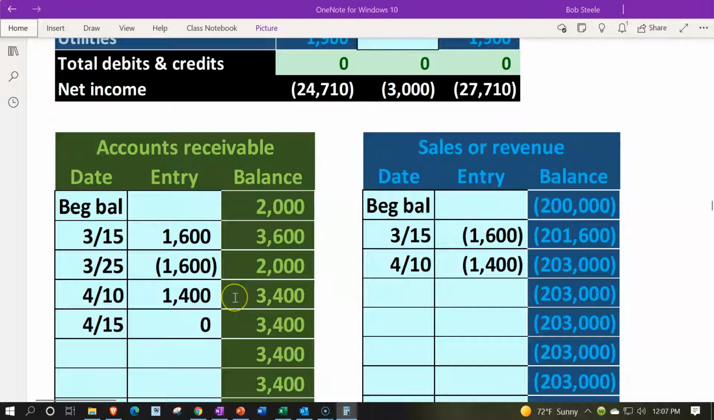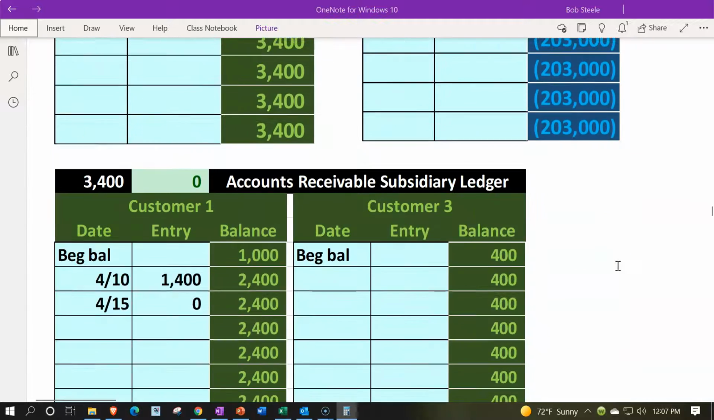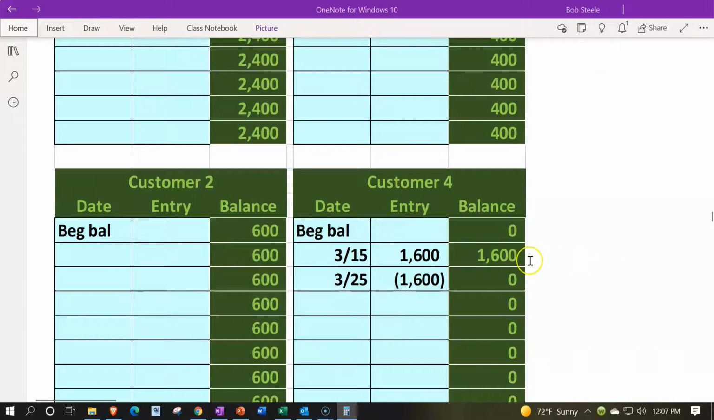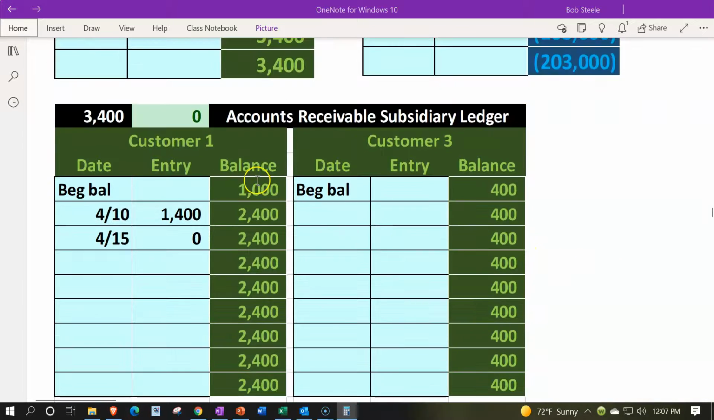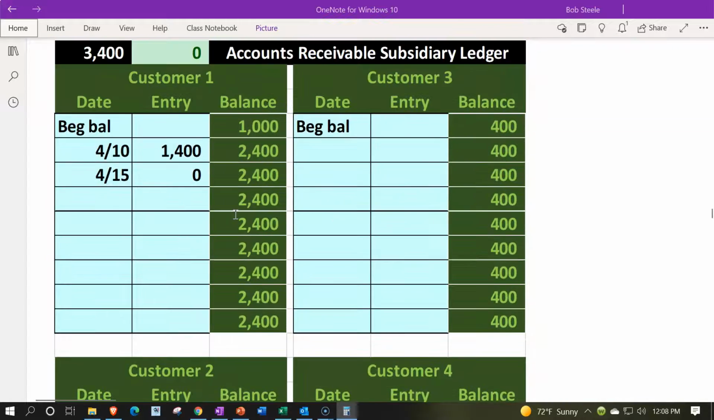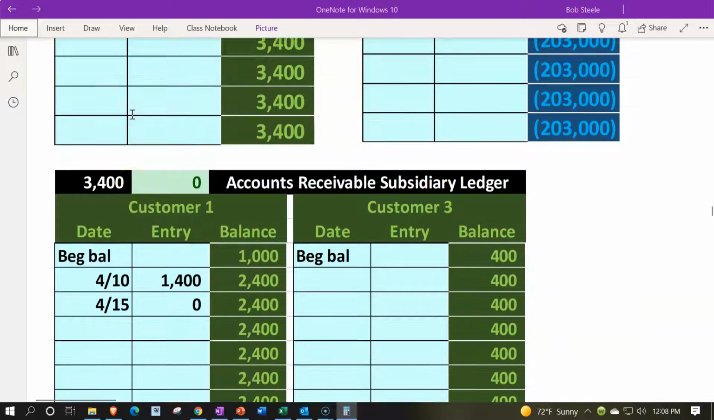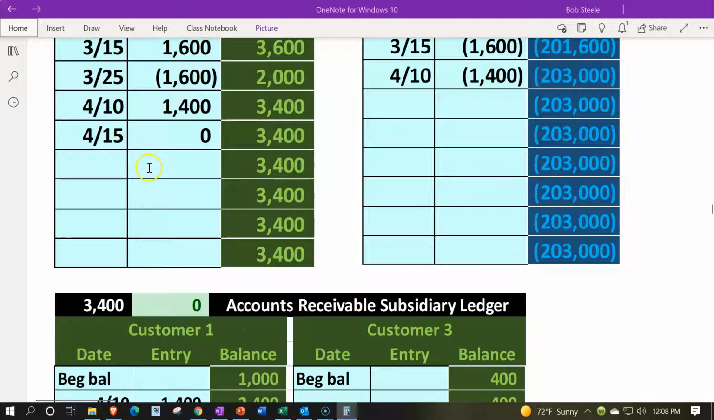Another invoice went out for the 1,004, bringing it up to that 3,004. Sales was at the 200,000. It went up by the 1,006 to the 201,006. Then it went up by 1,004 to the 203,000. The subledger then down below, we have this activity. Now we're assuming customer 1,000 goes up by the 1,004 to the 2,004. The four customers then, if we add them up, add up to the 3,004, tying out to the general ledger for accounts receivable.